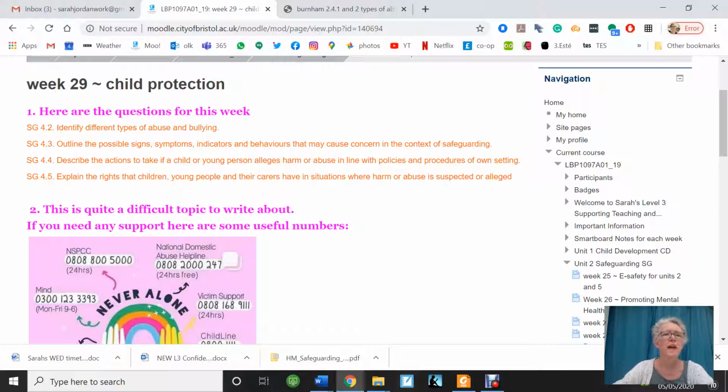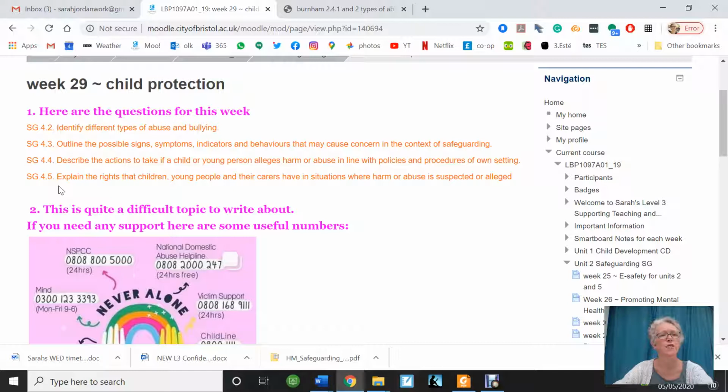Safeguarding 4.3, outline the possible signs, symptoms, indicators and behaviours that may cause concern in the context of safeguarding. And these first two we're going to do together, and look, they're both identify or outline. So this question worksheet can be done with bullet points. The other two go together.